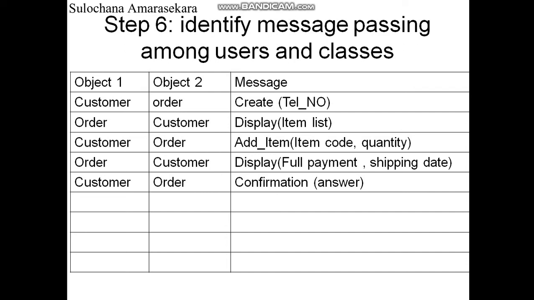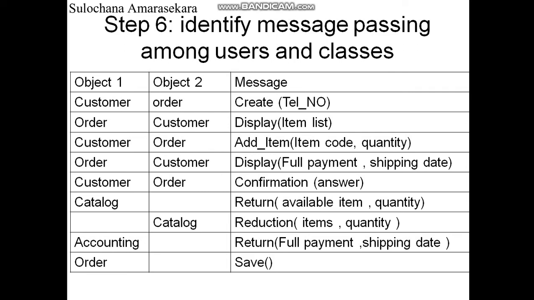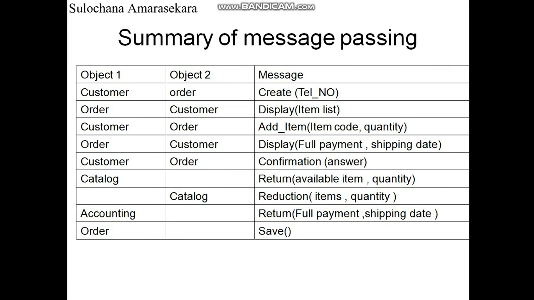Now I am going to consider messages which don't have a return or sender clearly. The catalog class must send a return message with available item and quantity, and the catalog class must get a reduction message with the reduction item and quantity. Next, the accounting class must return the full payment and possible shipping date. Finally, the order class must get a message to save the order information. You can see we need to fill those empty slots. This slide summarizes our findings.